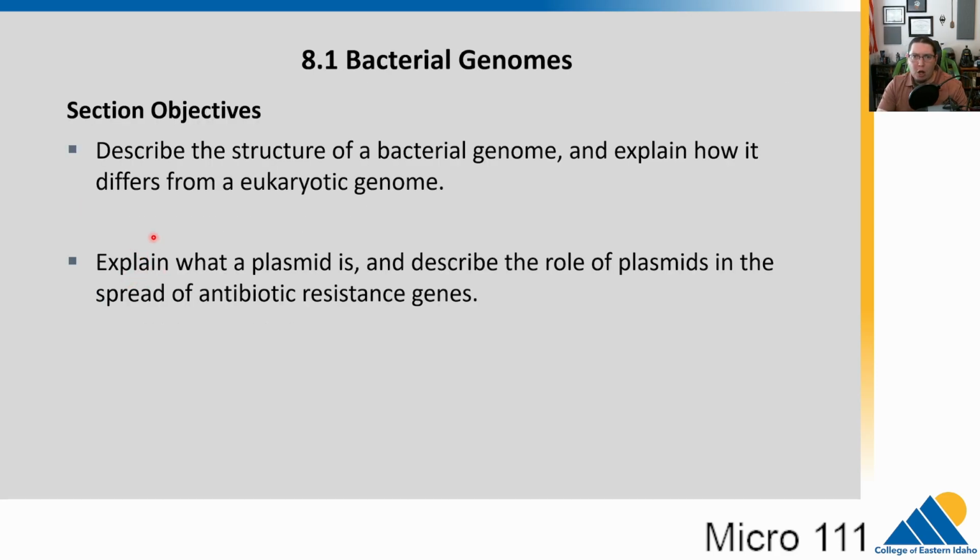So 8.1 is all about the genome. We need to talk about the structure of it and explain a bit about how it's different from eukaryotes. So your genome is composed slightly differently and organized slightly different than a bacteria. Then we're going to talk about these small pieces of DNA that we call plasmids. And plasmids have really key roles in pathogenesis, the ability of microbes to be pathogenic, but also the ongoing spread of antibiotic resistance, which is a huge problem in healthcare right now.